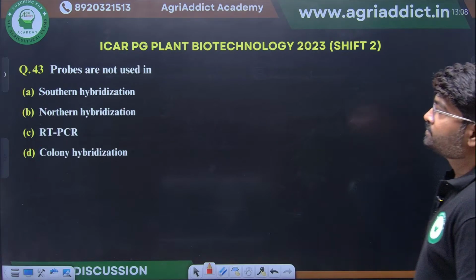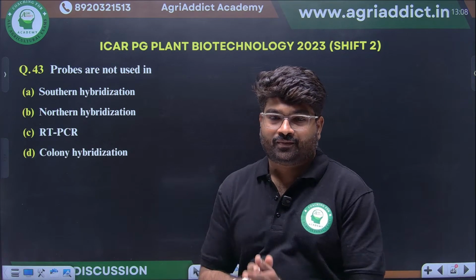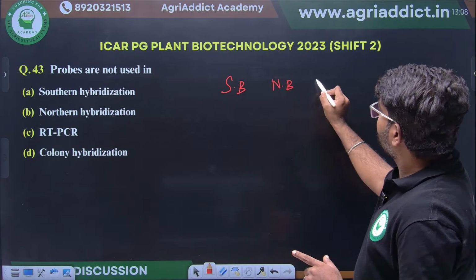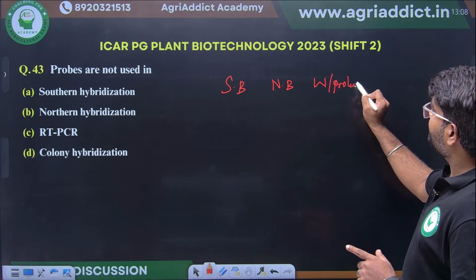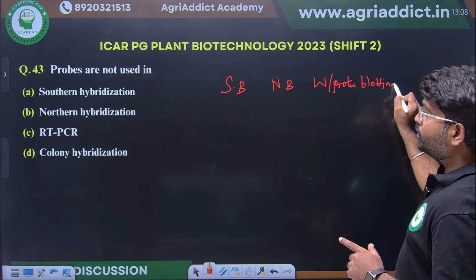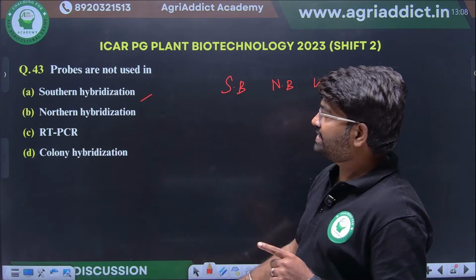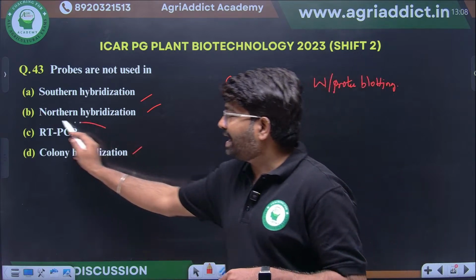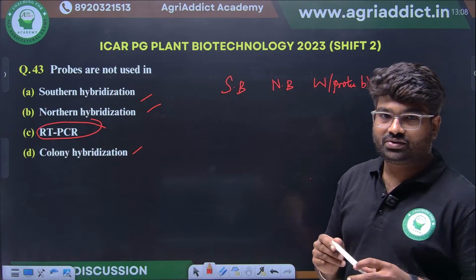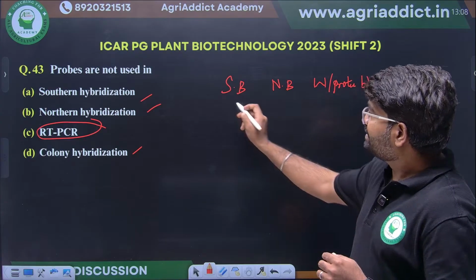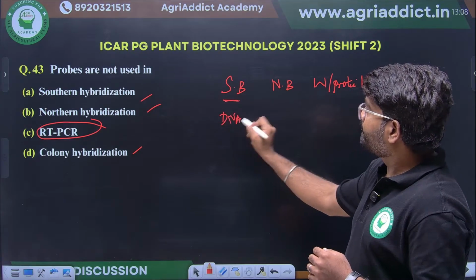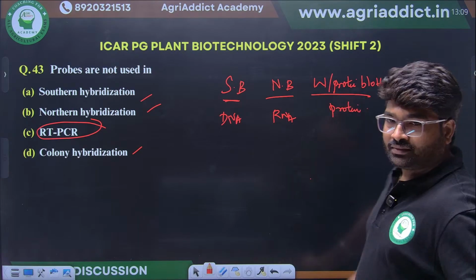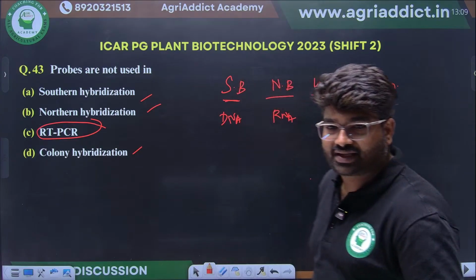Probes are used only in, this also we have seen, Southern blotting, Northern blotting, Western or protein blotting. Probes will be particularly used in Southern blotting, Northern blotting, and colony hybridization. In RT-PCR, we will not use probes. So the right option will be RT-PCR. Southern blotting is for DNA, Northern for RNA, Western for protein. This is also a key question they can ask. Yes, RT-PCR, correct answer, Uday Lakshmi.